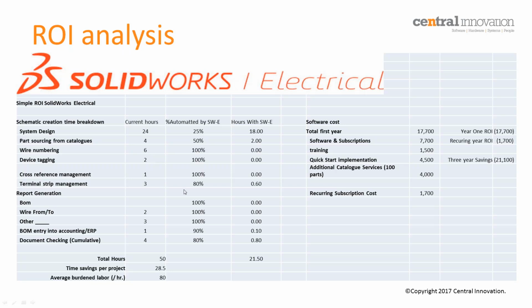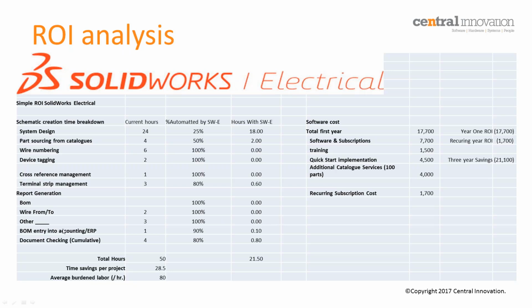Terminal strip is automated by 80%, so you spend only 0.6 hour working with your terminal strip. So the terminal strip is automatically generated based on your system design. Just because you've already spent 18 hours on the system design, the BOM is automated. Wire from-to list is also automated. And when you come up here, the other types of BOM, like the length of the wires and the cutting, trimming, the tagging of your wires and the components, are also automated 100%. So you don't spend any time on BOM generation in an electrical project.